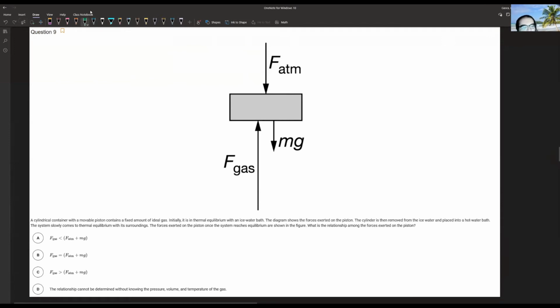So again, we are in equilibrium. The gas was probably expanding due to the hot bath, but now it has reached thermal equilibrium. The gas will no longer expand. There's no more increase in pressure, and the atmospheric pressure has remained constant, as has the weight of the piston. So in this scenario, because it's in equilibrium, the acceleration is a big old zero. Everything has kind of reached a point of stasis.